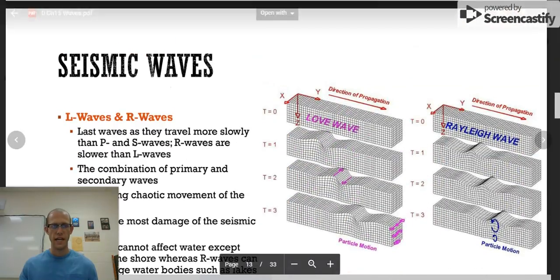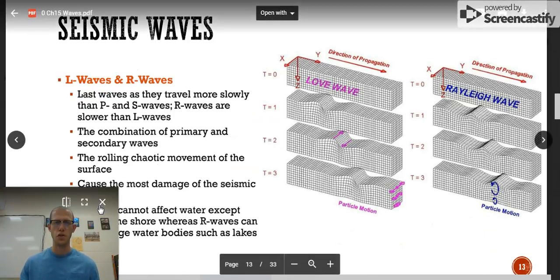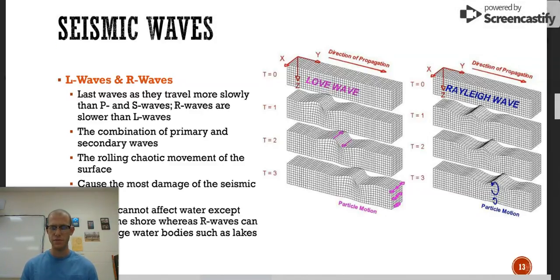The last seismic waves we're going to talk about are L waves, which are Love waves, and R waves, which are Rayleigh waves. So they are the last waves to come. Love waves come behind S waves, and Rayleigh waves come behind those. So P waves are the fastest, S waves are second fastest, Love waves are next, and Rayleigh waves are after that. They're a combination of primary and secondary waves. So a combination of the transverse wave and the longitudinal wave.